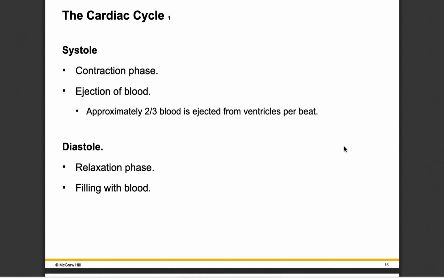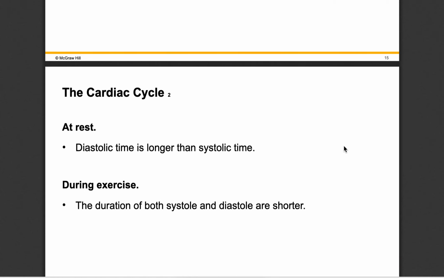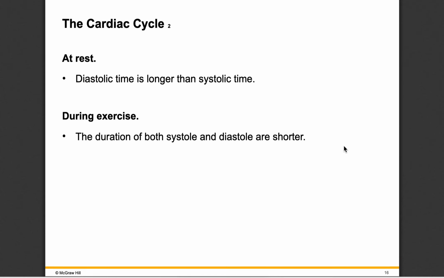And so in the ventricles, the bottom half of the heart, every time your heart pumps, you deliver about 2/3 of that blood into the body. So you don't get rid of every bit of blood in the heart. You only get rid of about 2/3, but that's a good thing. So at rest, when you're looking at this cardiac cycle, the diastolic time is longer than systole.